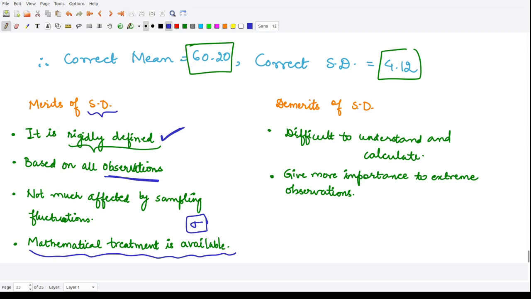However, the demerit of standard deviation is that, because of its well structured formula, it sometimes becomes difficult to understand and calculate. The calculations become quite lengthy, and moreover, this measure of standard deviation gives more importance to the extreme observations.